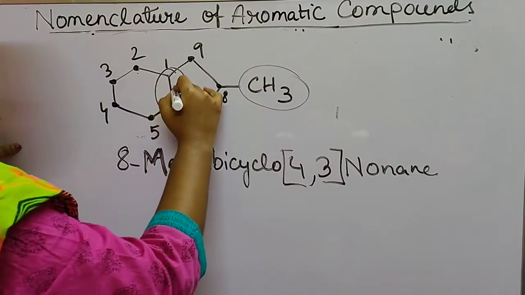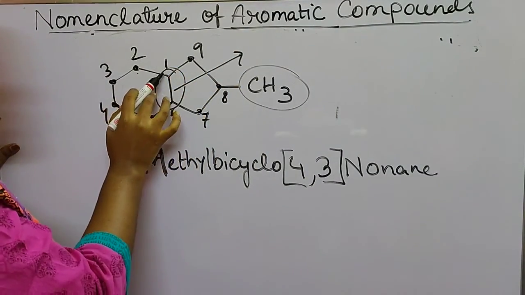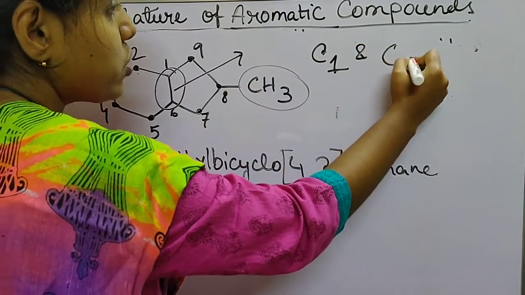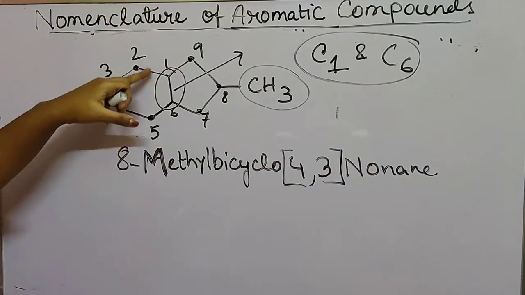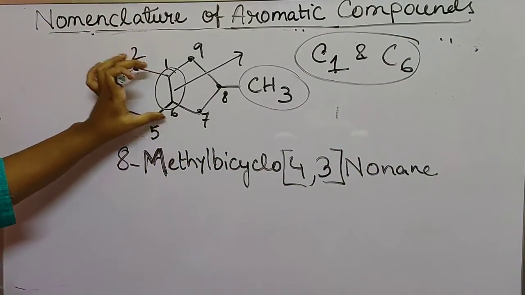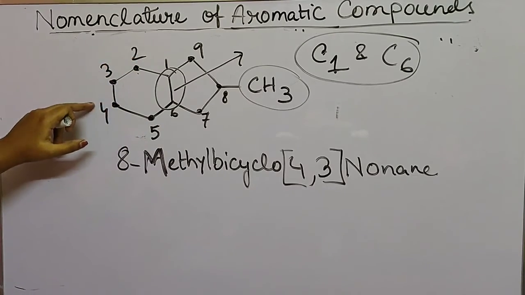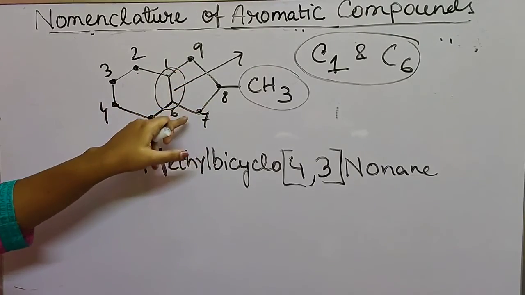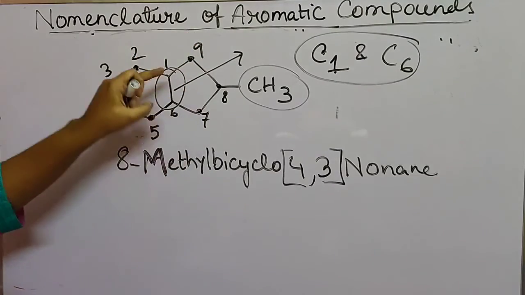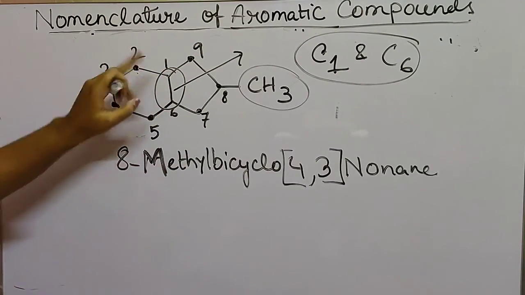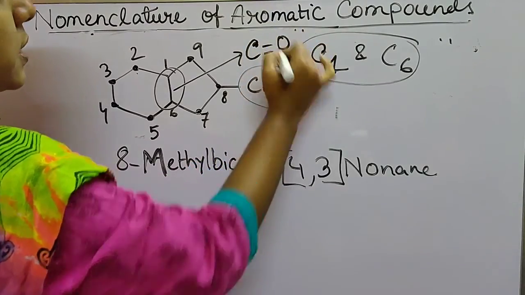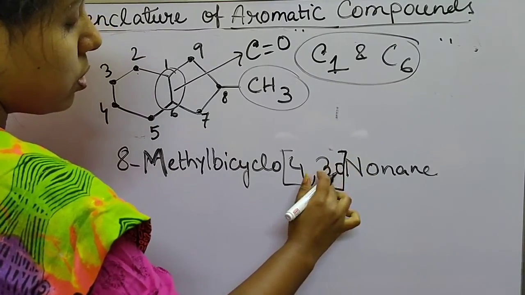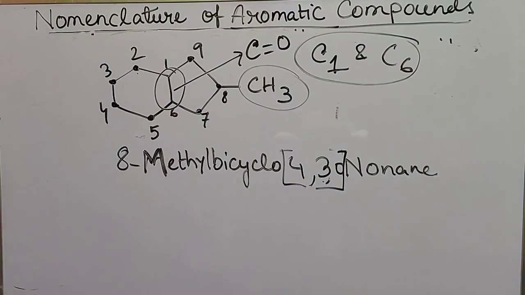So as there is no carbon between C1 and C6, you have to count the number of carbons between C1 and C6. See here in this ring, between C1 and C6, how many carbons are there? C2, C3, C4, C5. That means 4 carbons. In this ring, between C1 and C6, how many carbons are there? C7, C8, C9. That means 3. Now in this chain, how many carbons are there? No carbon. So here the number of carbons is 0. So not only 2, you have to write 3 numbers, 4, 3, 0. Okay, 4, 3, 0. Then nonane.